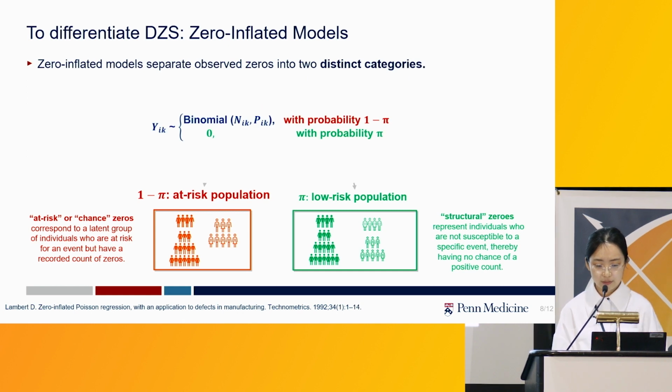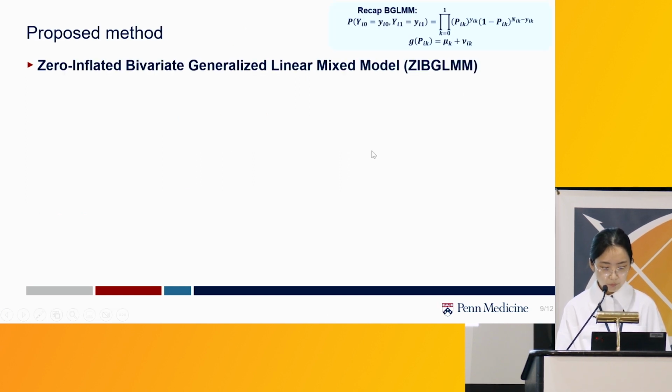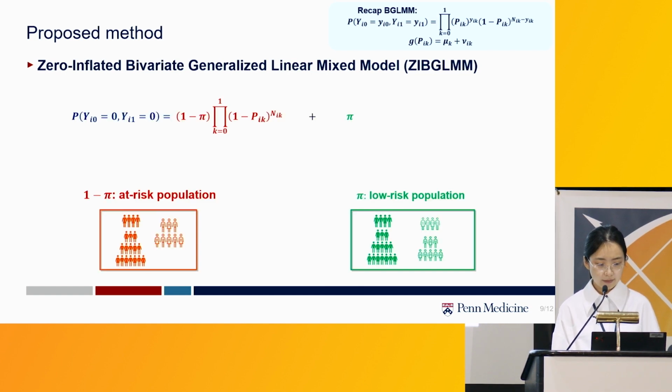And here is the formulation of a zero-inflated binomial model, and the event number follows a binomial distribution with probability 1 minus pi, or it is definitively 0 with probability pi. So our method combines the zero-inflated models with the BGLMM, and is called Zero-Inflated Bivariate Generalized Linear Mixed Models, or ZIBGLMM for short.